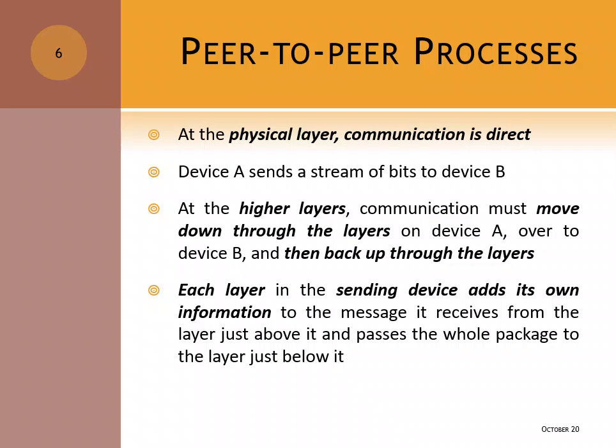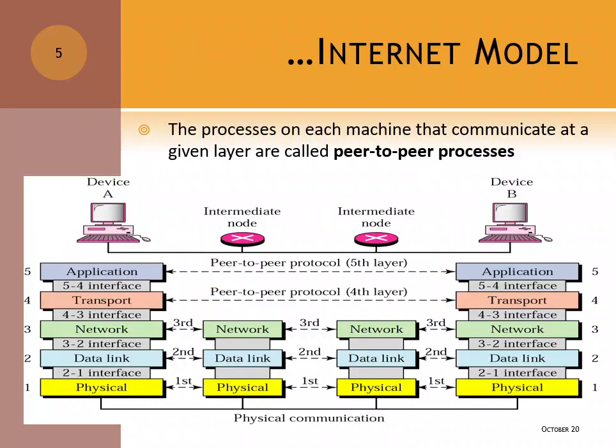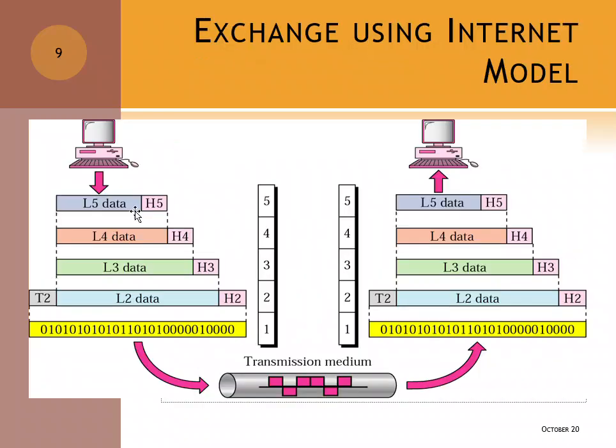And then each layer in the sending device adds its own information to the message it received from the layer just above it and pass the whole package to the layer just below it. Setiap layer, okay, I will show you the figure. L5 stands for layer 5 data. So layer 5 data, data asal akan ditambah dengan H5 pada layer 5. H5 tu adalah header. So, the data at layer 5 together with the header at layer 5 will be sent to layer 4.